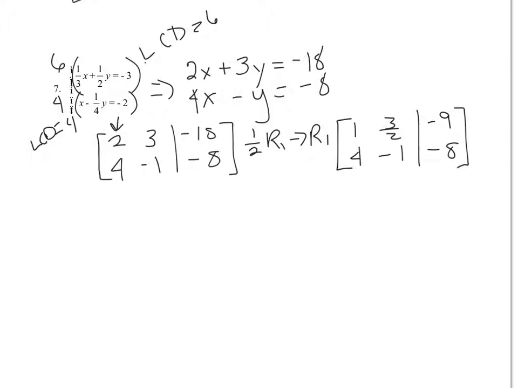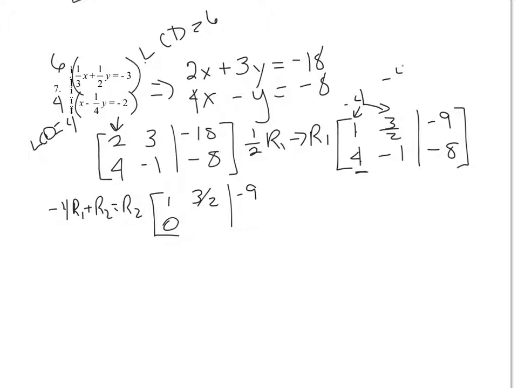But we are ready to try to turn this 4 into a 0. So the way to do that is to multiply row 1 times negative 4 and add it to row 2 to get the new row 2. All right, top row is still 1, 3/2, negative 9. Now for the bottom row, we're going to multiply everything in this top row times negative 4 and add it to the bottom. So negative 4 times 1 is negative 4. Negative 4 plus 4 is 0.